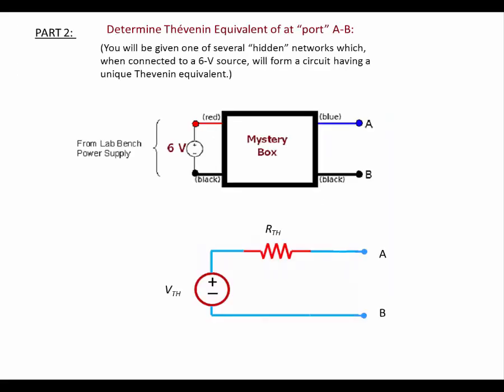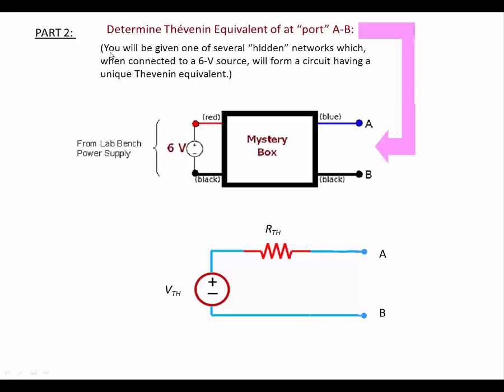Part 2 of the lab asks you to determine the Thevenin equivalent at port AB, that is the Thevenin equivalent seen between the nodes A and B, looking in as shown by the pink arrow. Now in this case, the network is set up by a different mystery box, not the mystery box used in part 1, but one that is meant to be connected to a 6-volt source, the 6-volt source on your lab bench.